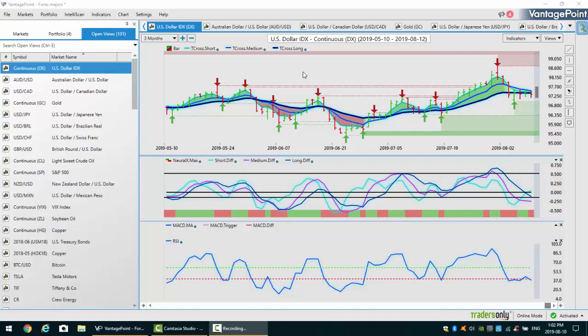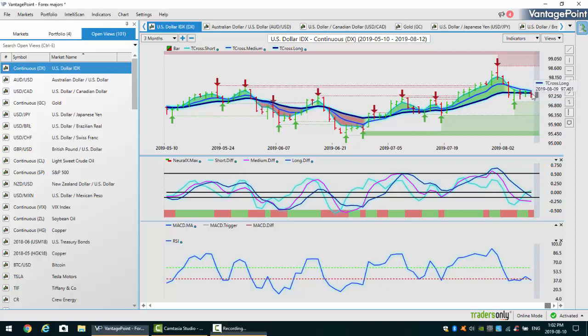Now in this particular outlook, each week we're going to be looking at all of the major markets and what to expect and how to trade them using the VantagePoint AI software. We'll be looking at the dollar index, gold, oil, the S&P 500, even Bitcoin, and of course our major Forex pairs. So to get started, we're going to begin with the dollar index.